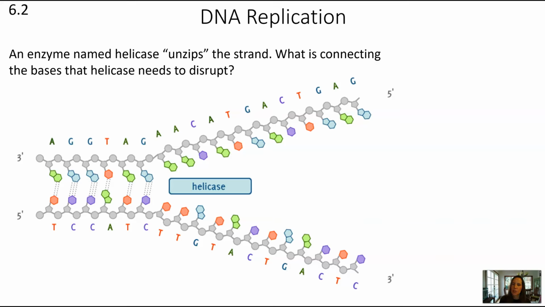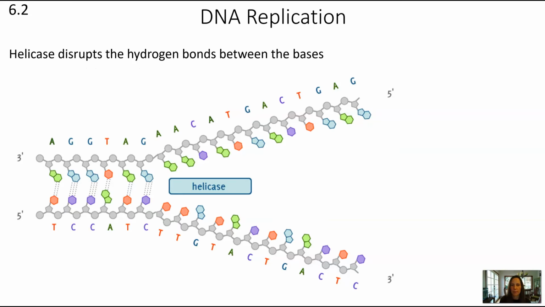What is it that it's disrupting? What connection usually connecting the bases does helicase have to break? Helicase disrupts the hydrogen bonds between the bases. And remember that hydrogen bonds are not really a full bond. It's not a covalent bond we're talking about here. The strand on the top and the strand on the bottom are still separate molecules. It's just an attraction between them due to the hydrogen bond.